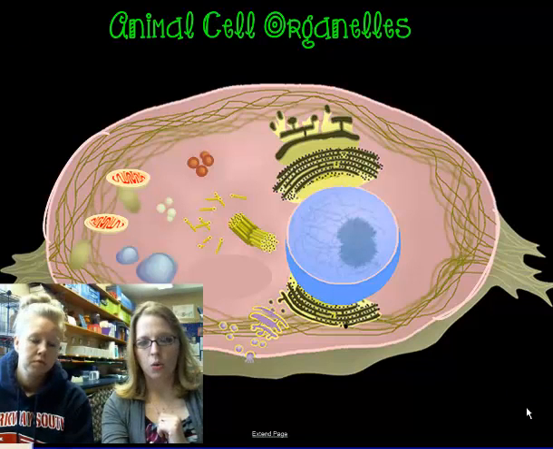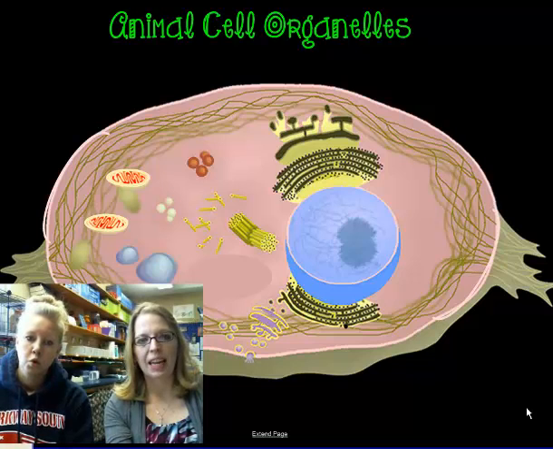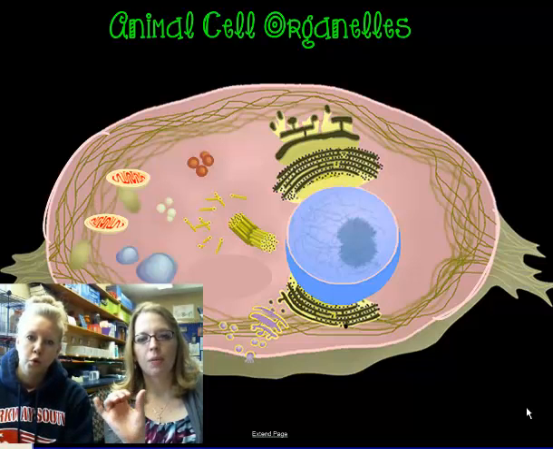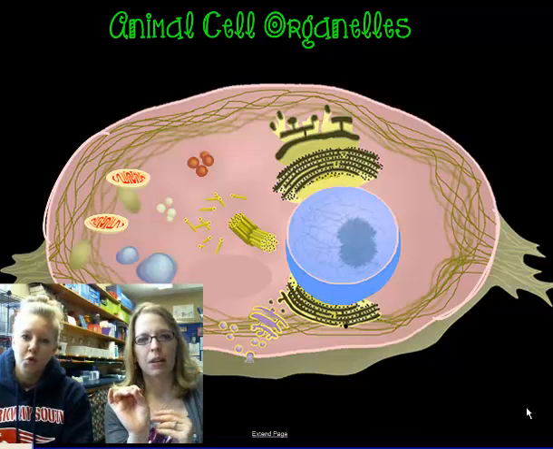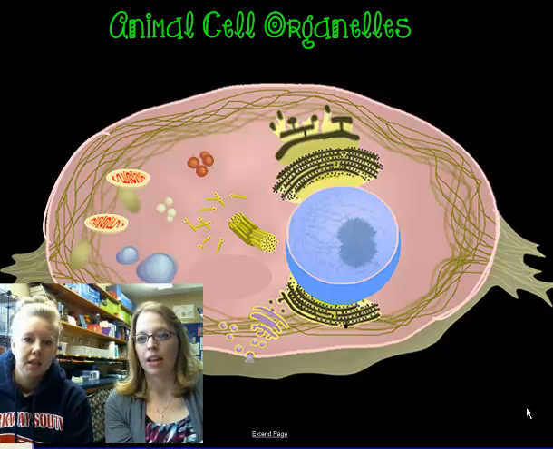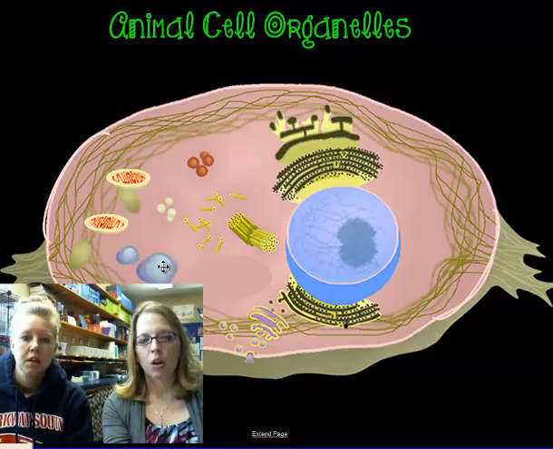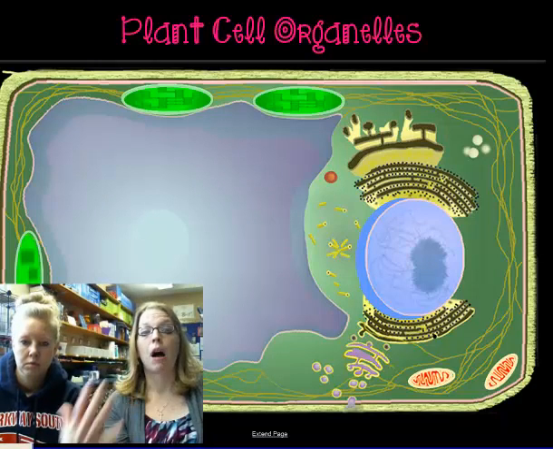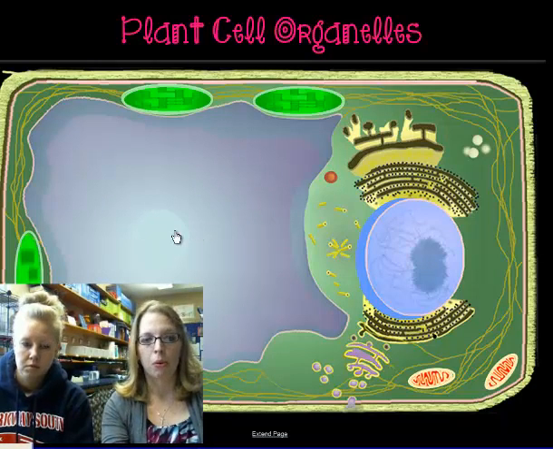Okay, vacuoles. We do have vacuoles in animals and in plants. Some resources say different things, and some say animals don't, but I kind of disagree with that. Vacuoles here would be these little globules. In the plant, it is monstrous. It is this swimming pool in the middle.